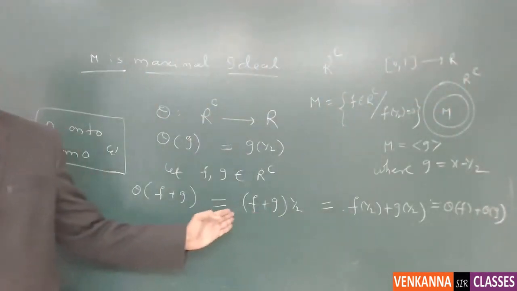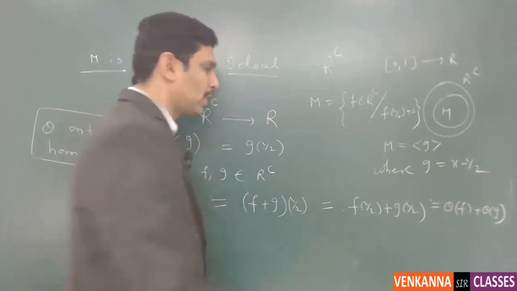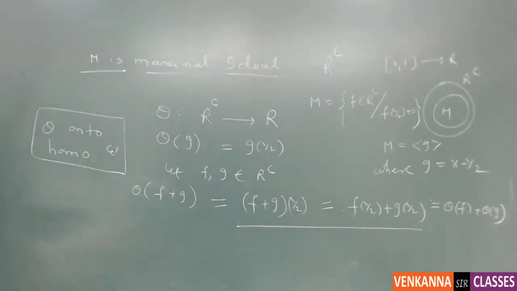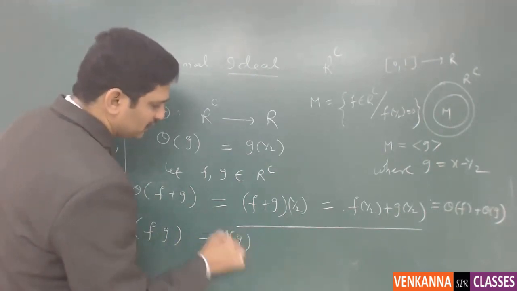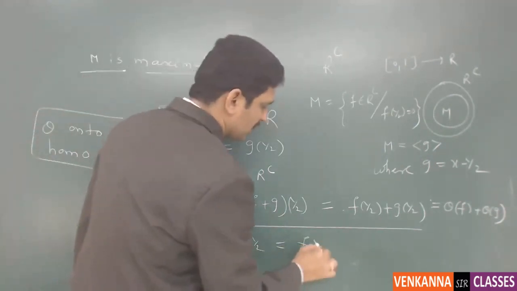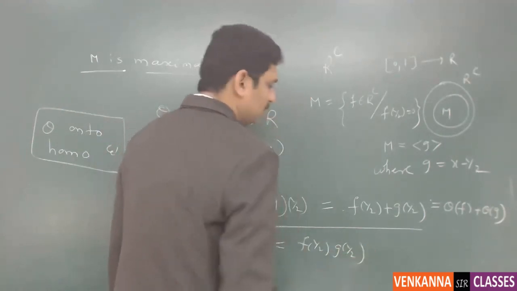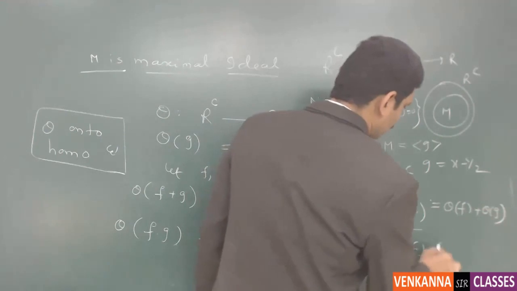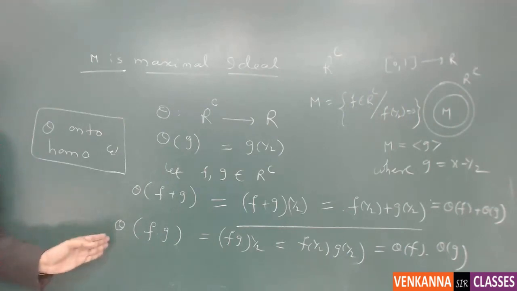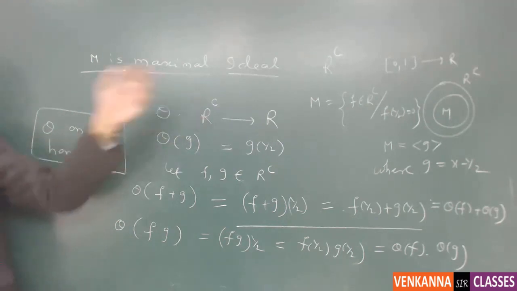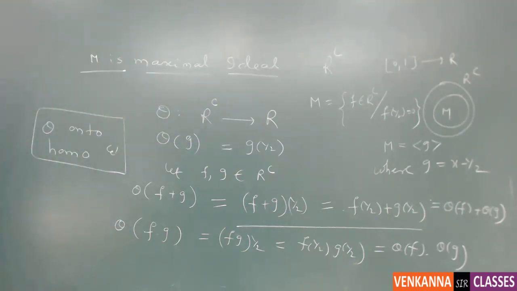Because as per the addition of functions, these two are equal. Similarly, if you consider theta of fg, this is nothing but fg at 1/2, which is f of 1/2 into g of 1/2. So it equals theta of f into theta of g. So the two conditions of homomorphism are satisfied by the function theta. So theta is a homomorphism from R^C to R. You just take a note of this. If you have any queries, you can ask after noting.